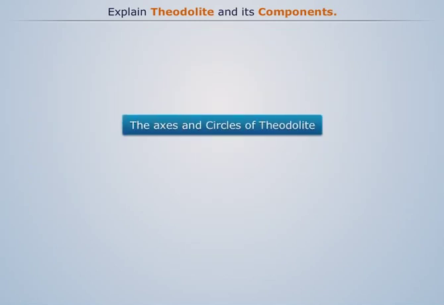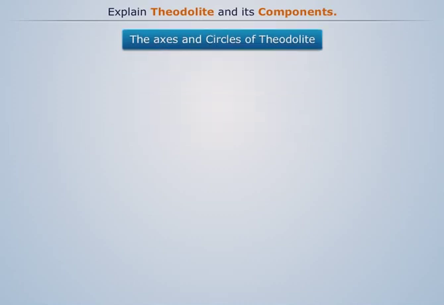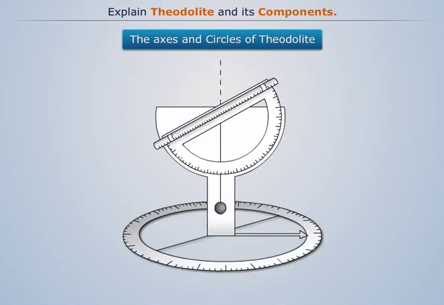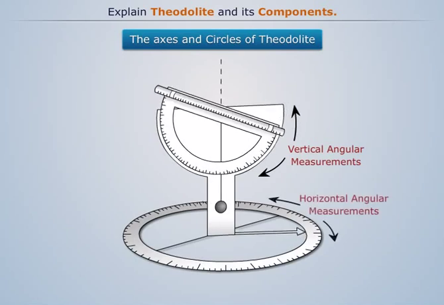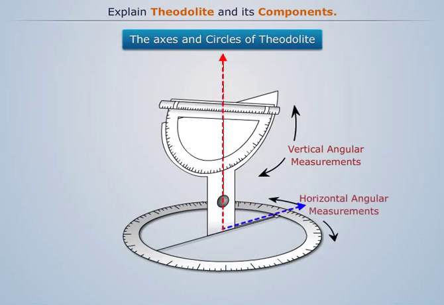Let's now discuss the axes of a theodolite. It can measure angles in both vertical and horizontal planes. Both axes of a theodolite are equipped with graduated circles that can be read out through microscopes.